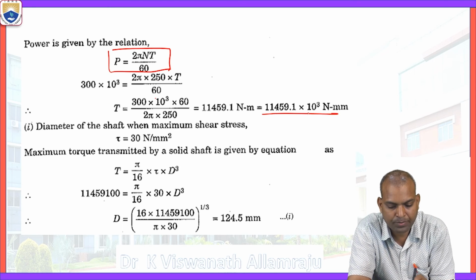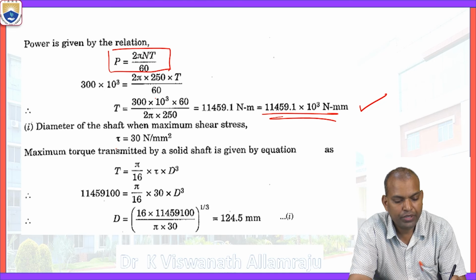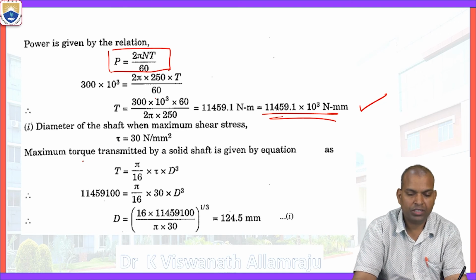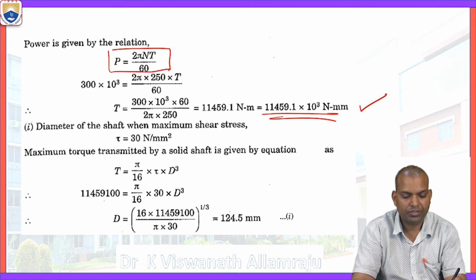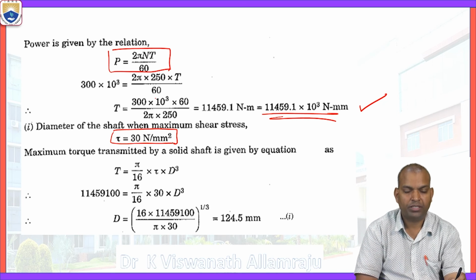And the T value is obtained as 11459.110 cube Newton millimeters. We know what we need. Objective 1 is the diameter of the shaft. We know the shear stress, tau equal to 13 newtons per square millimeter.